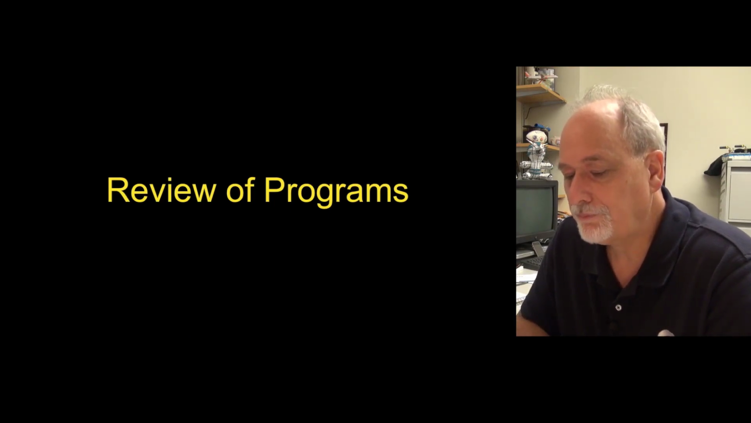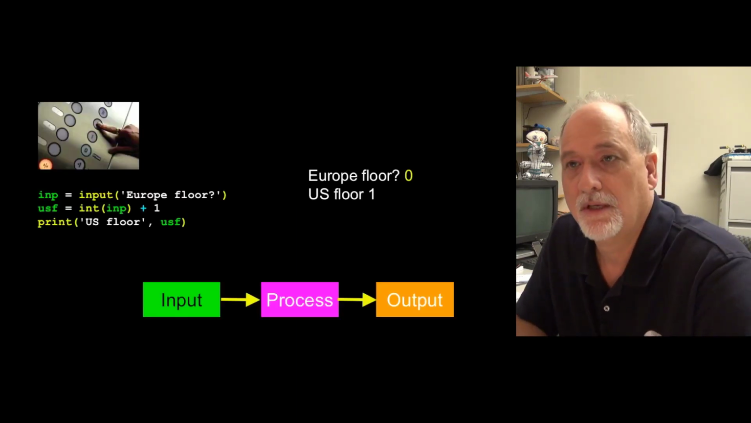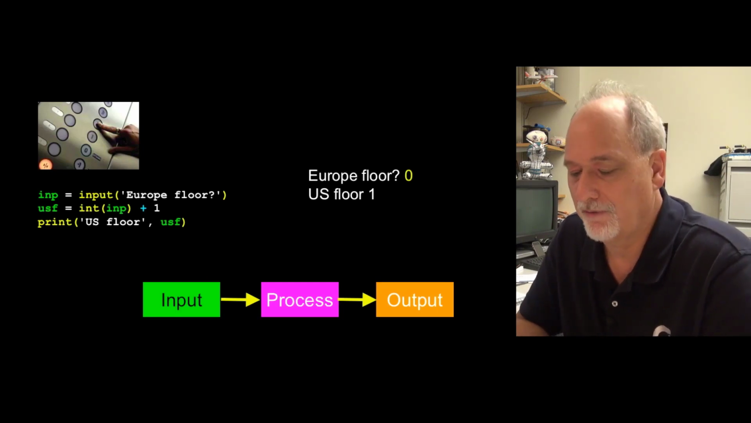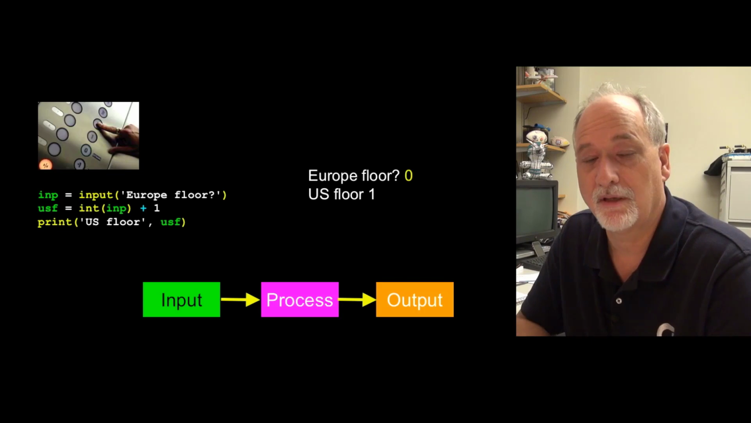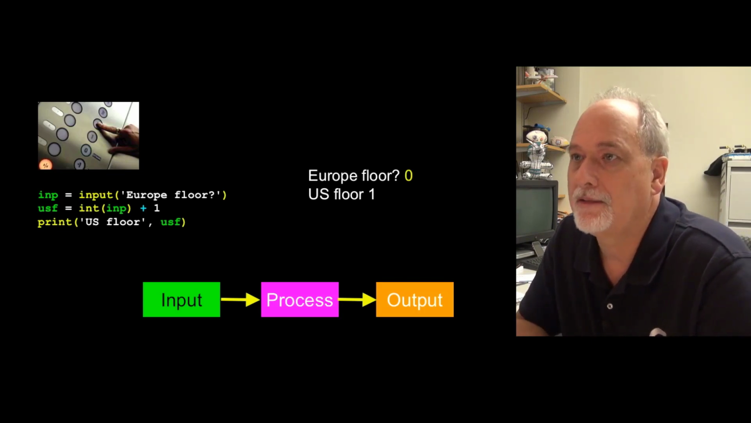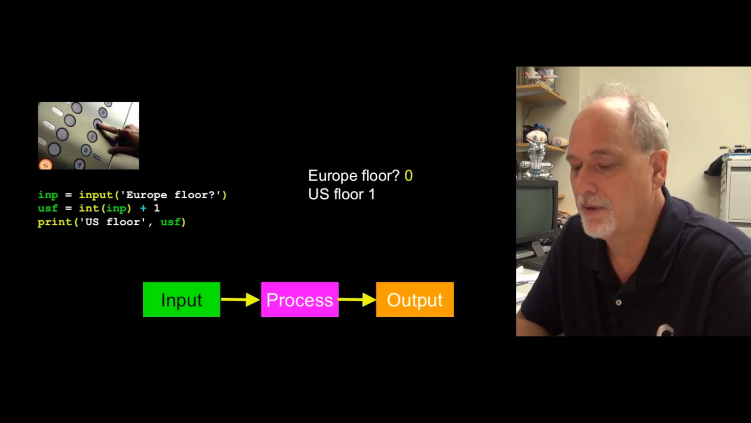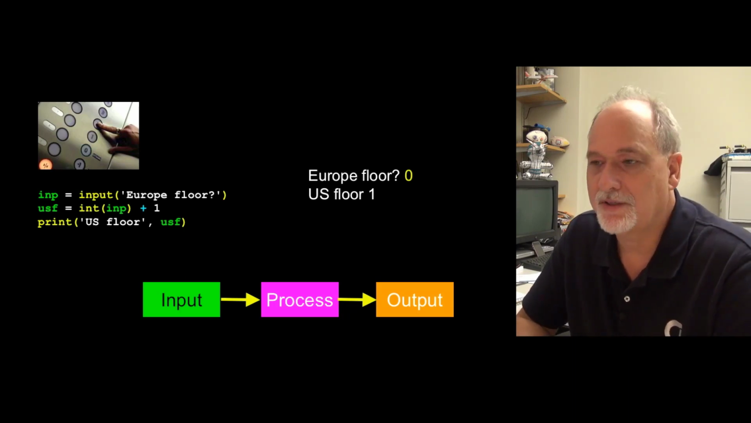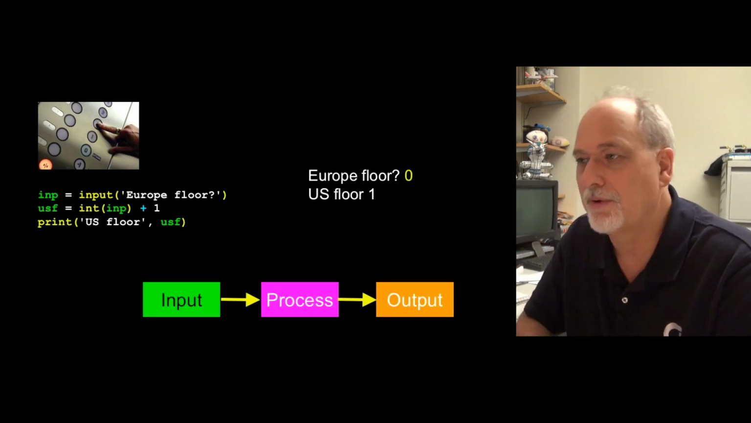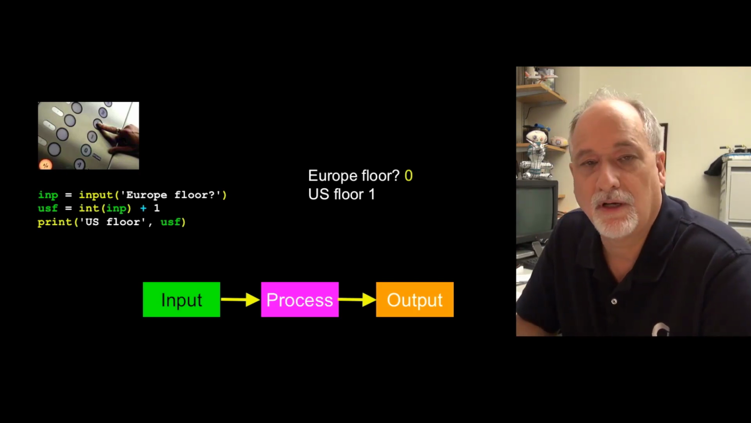So I want to review from the very beginning what we think of as a program. The classic program, my favorite little minimum program, is our little elevator floor converter, which converts from European elevator floors to United States elevator floors. The key to this is that it's input, processing, and output. This is a good way to model any program. And in that process, we've got variables, and we've got logic, we've got algorithms, we've got loops that we write, we've got all kinds of things. And we construct a series of steps to achieve some goal.